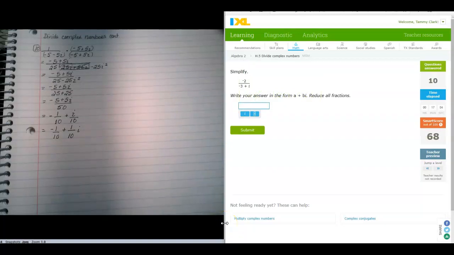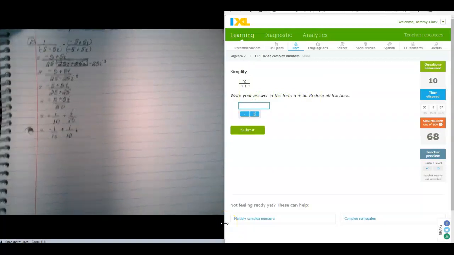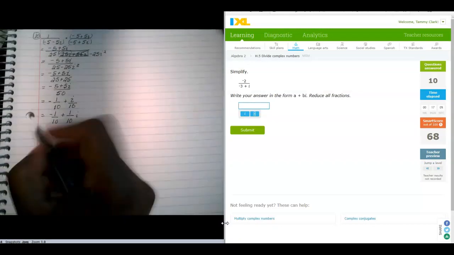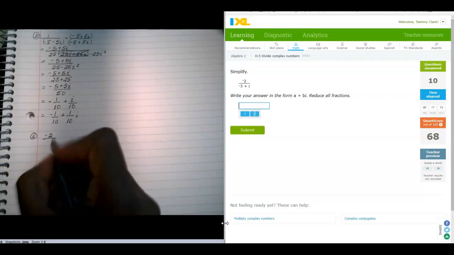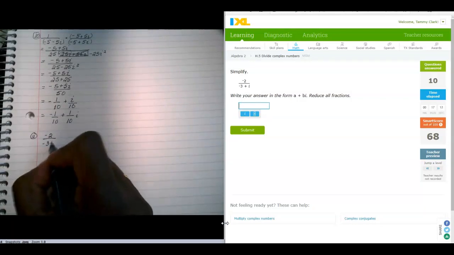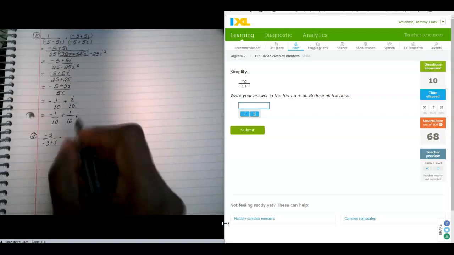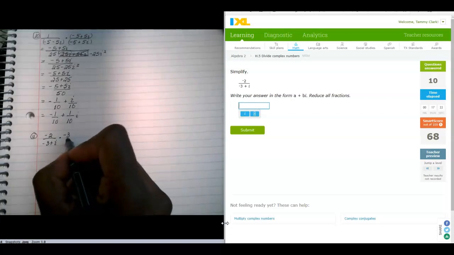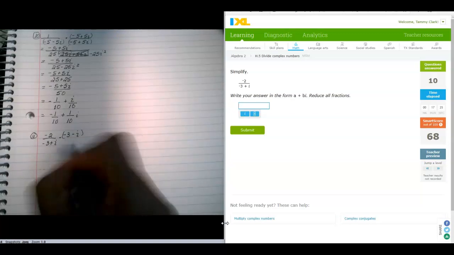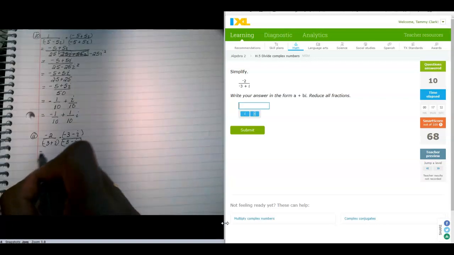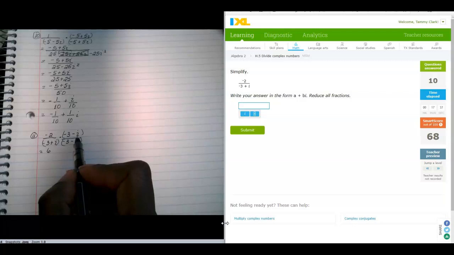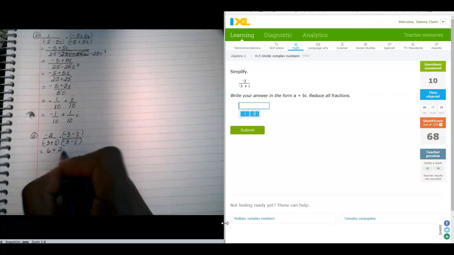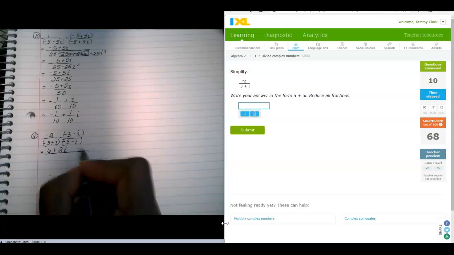All right, we're going to continue. So let's look at number 11. It looks exactly like number 10. So we've got -2 divided by -3 plus i. We're going to multiply by the conjugate, which gives us -3 minus i. All right, let's go. -2 times -3 is positive 6. -2 times -i is positive 2i. So that's done on the numerator.